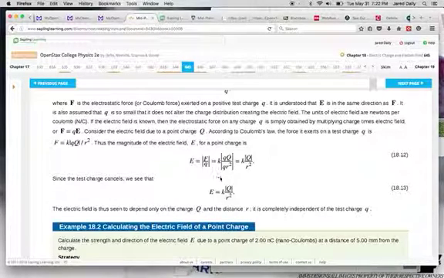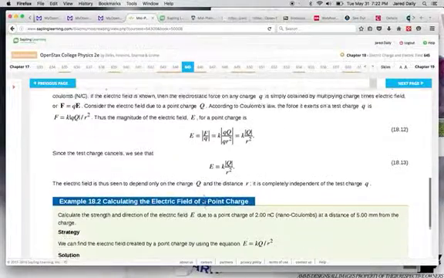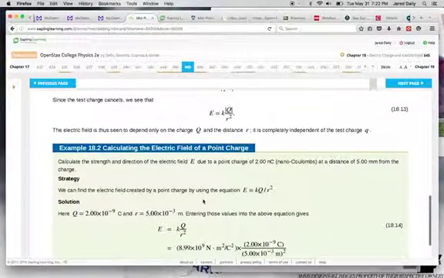We divide out that q and we get just Coulomb's constant times the charge big Q, which is causing the field, divided by r squared. And that'll tell you the electric field at any point distant from a point charge Q. And again, this only really works for point charges and sphere charges. We're going to learn a little bit later how to do it with different shapes and different distributions of charge.